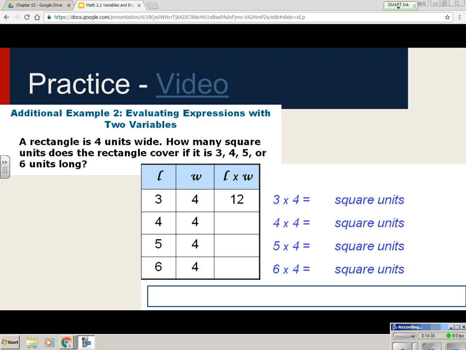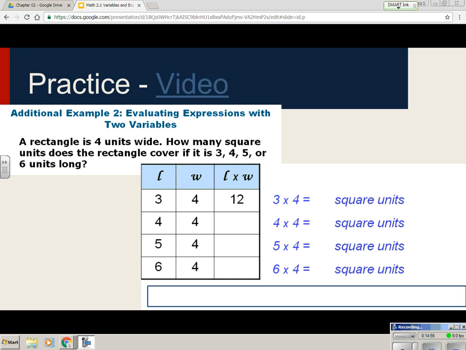All right, most commonly, you'll use this whole idea of expressions when you're trying to figure out lengths, dimensions. You'll see this a lot in science. So if we had a rectangle that we knew was 4 units wide, inches, feet, centimeters, it really doesn't matter. How many square units does the rectangle cover if it is 3, 4, 5, or 6 units long?